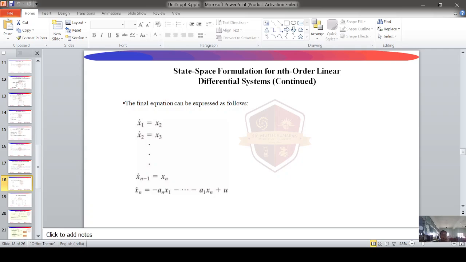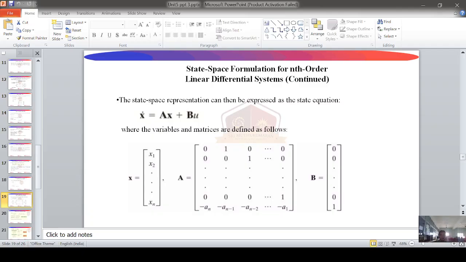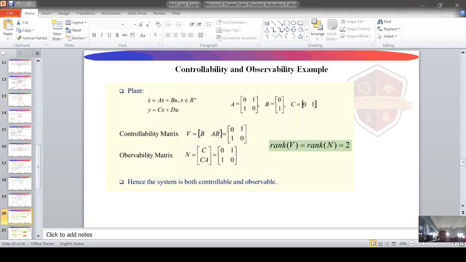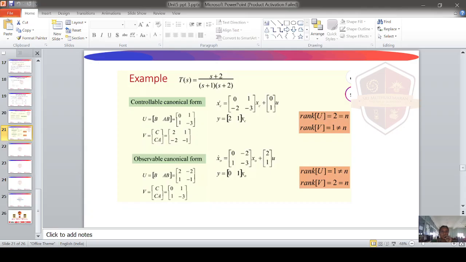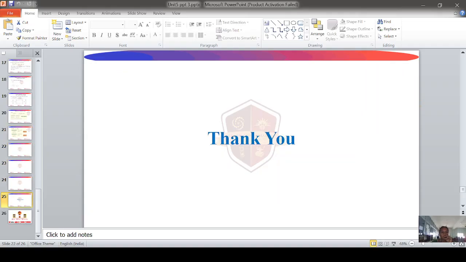State space formulation for nth order linear differential systems. The final equation can be expressed as below. This is the same as controllability and observability, for example, for your reference. This is another example for controllability and observability, where we have to find the state equations, I mean the input equation and output equations also.